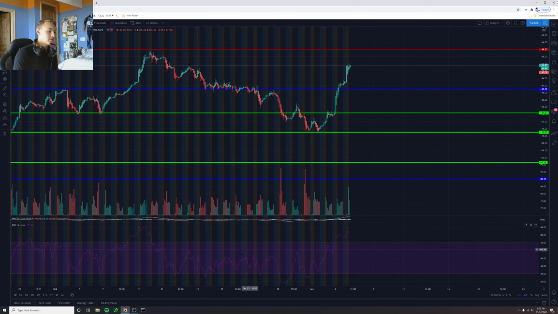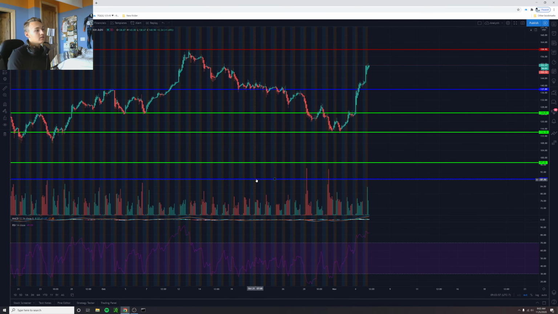And as you can see, RSI is pretty much through the roof right now at the top of the resistance right here. But it just stayed below, which means it was worth it.